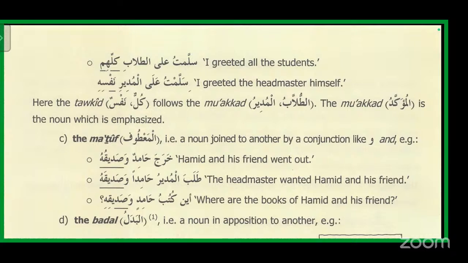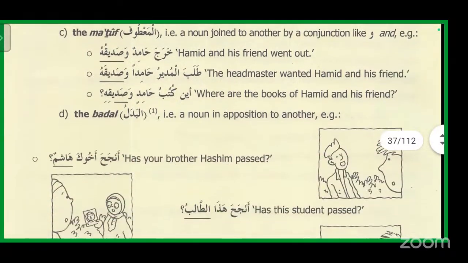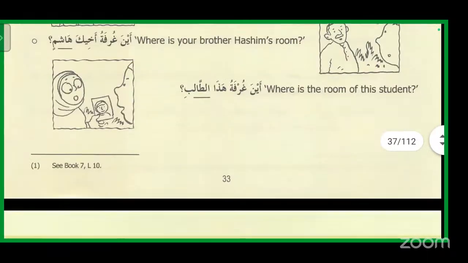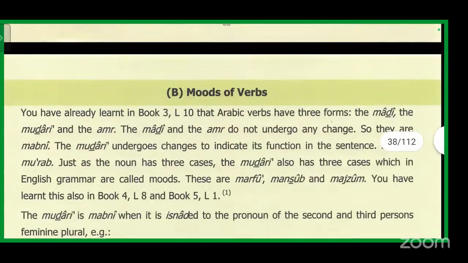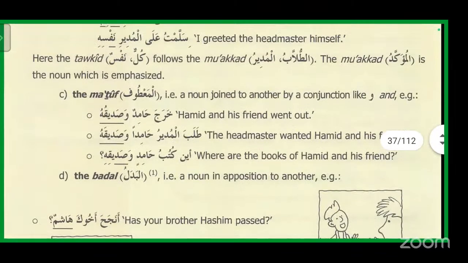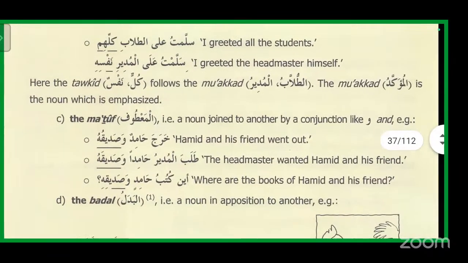قال لي هذا المدير نفسه. The headmaster himself told me this. Okay. So سلمت على الطلاب كلهم. I greeted all the students. سلمت على المدير نفسه. I greeted the headmaster himself. Here the توكيد كله النفس follows the مؤكد الطلاب and المدير. The مؤكد is the noun which is emphasized. Okay, it has to follow.